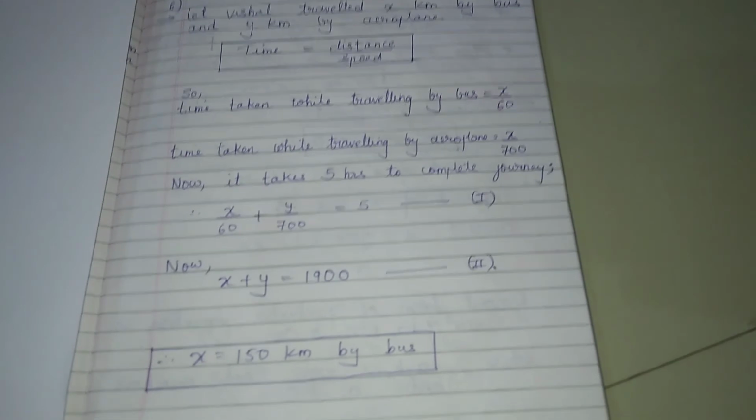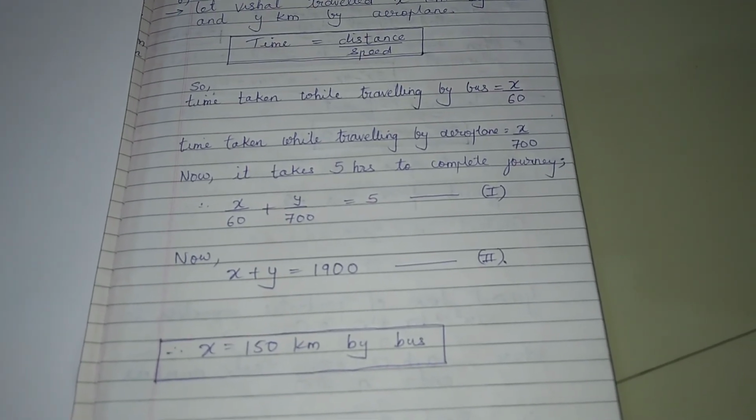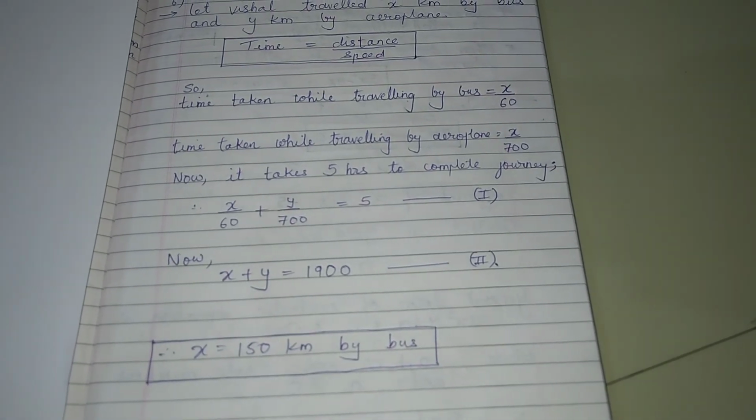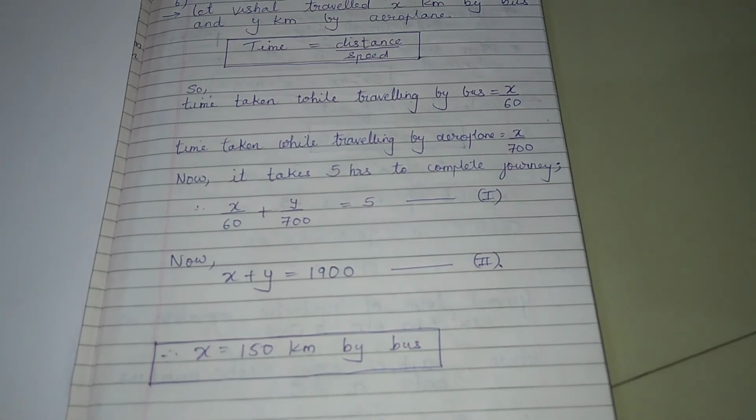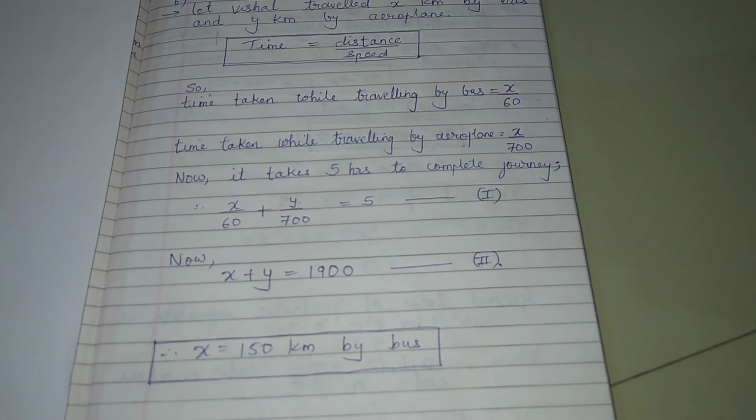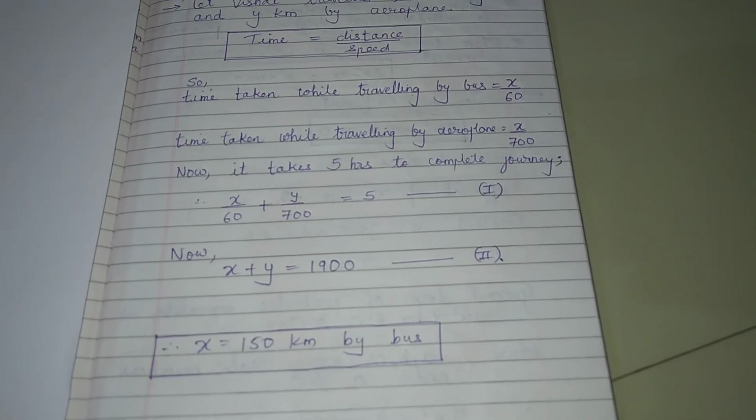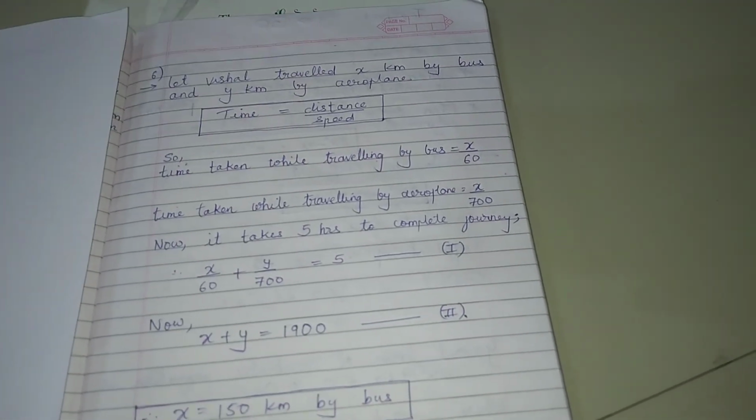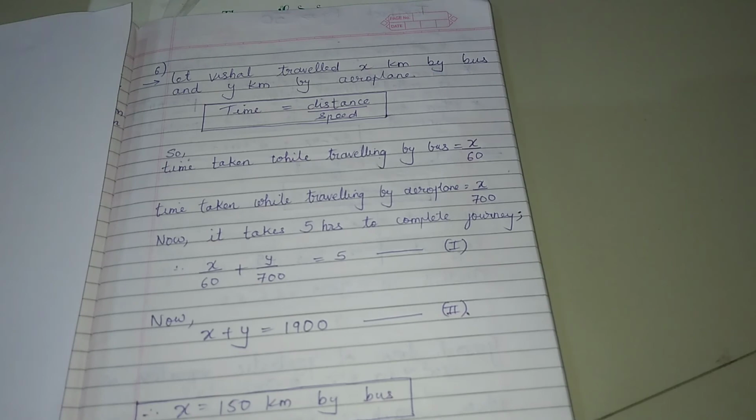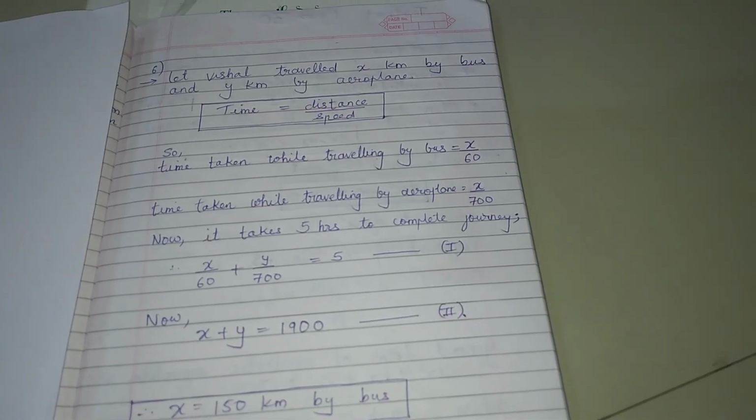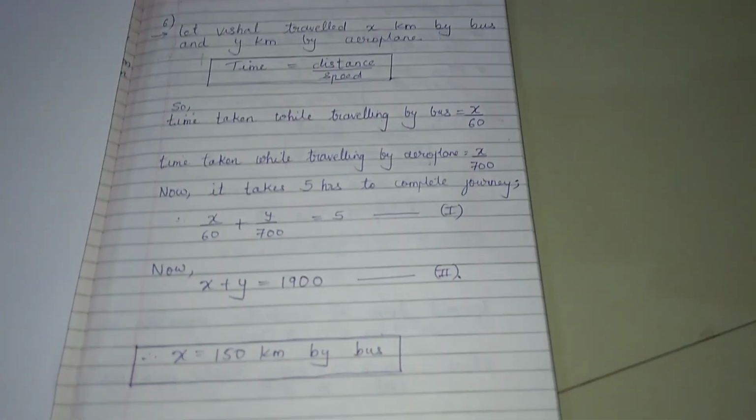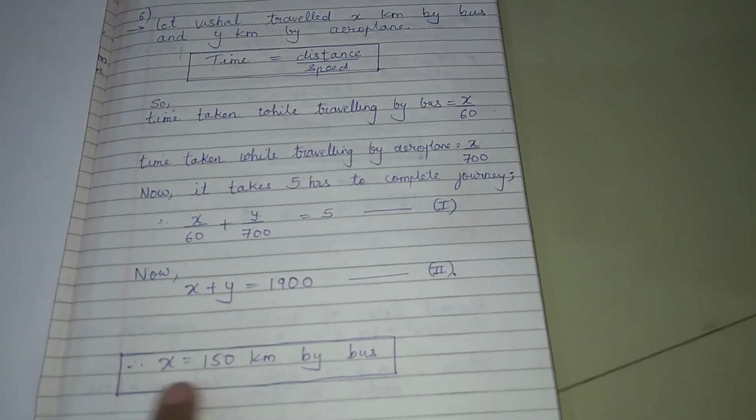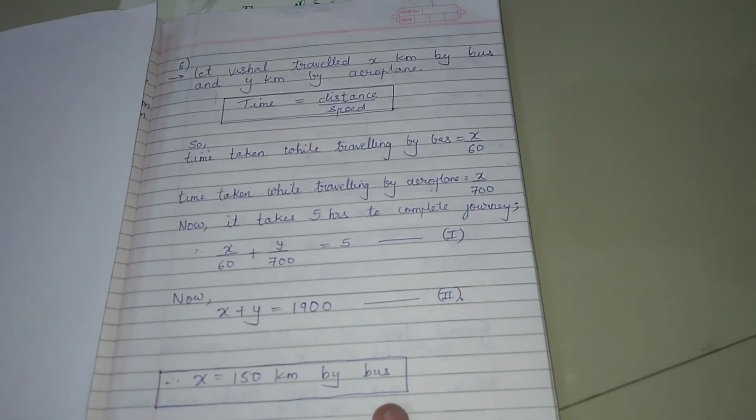I hope now it's simple for you to solve, because now you have got both the equations, equation 1 and equation 2. So the values of x and y of the given equations: x is 150 kilometers by bus. Why have we not found y? Because they have not asked for the distance traveled by aeroplane. They have asked only to find the distance we shall travel by bus. So bus is x, so x is 150 kilometers by bus.